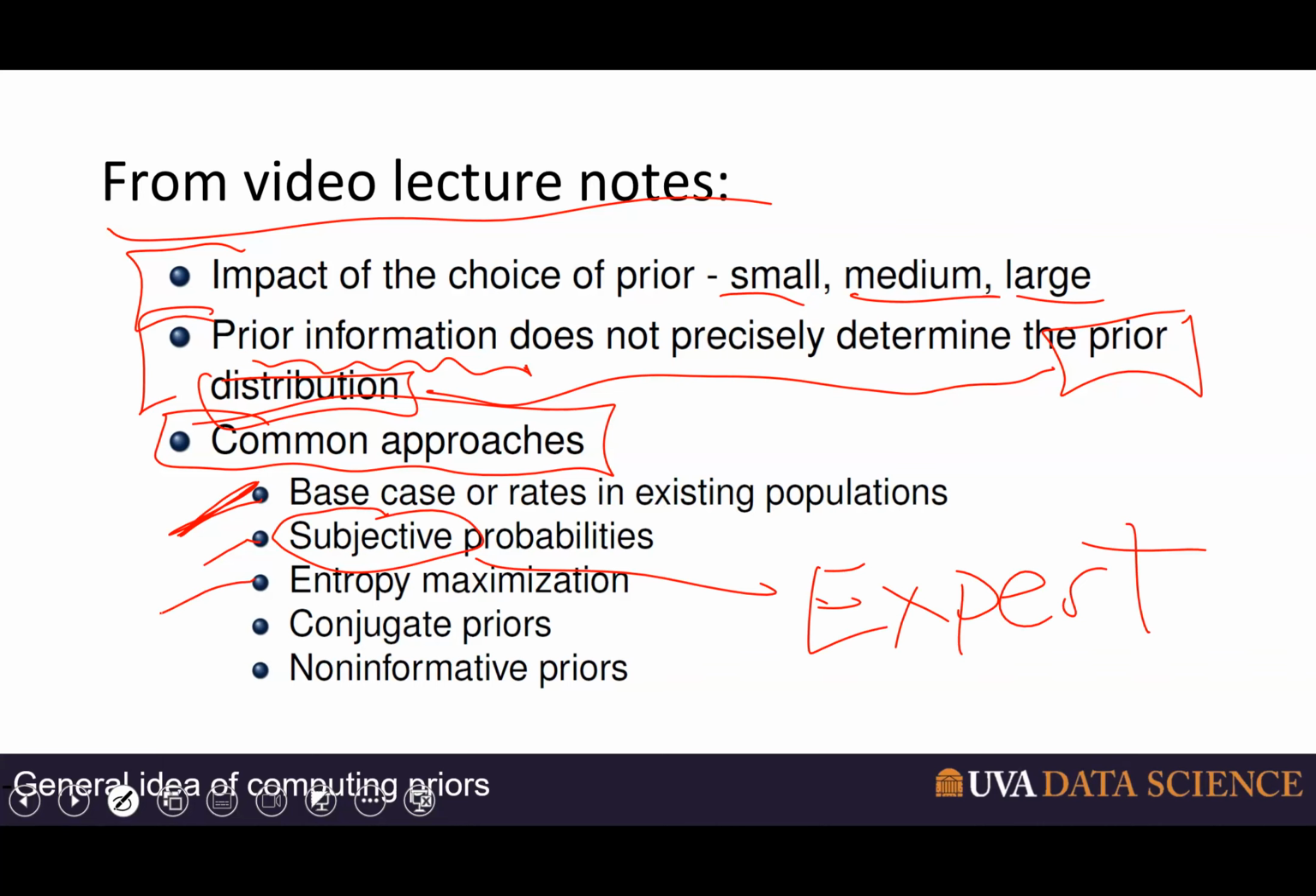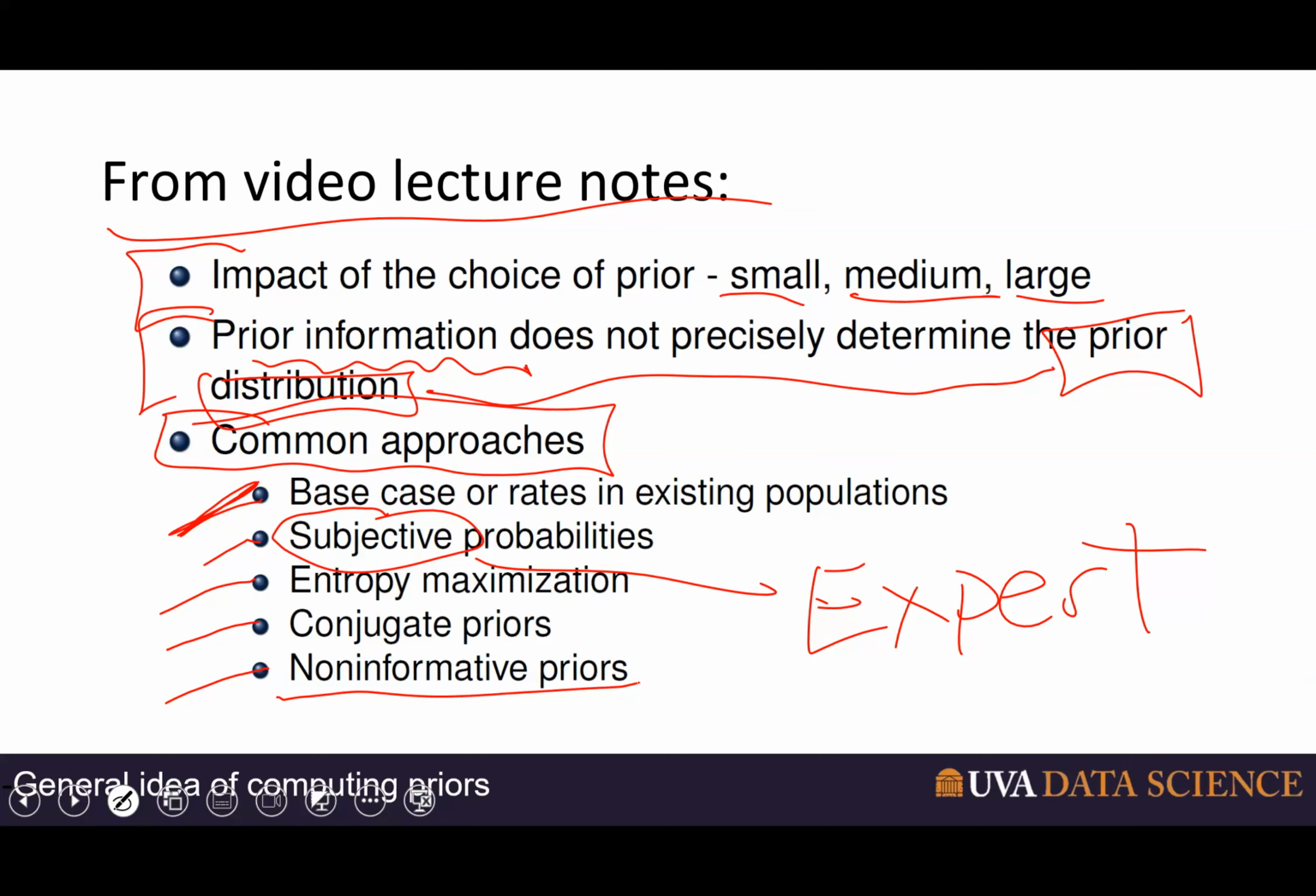Entropy maximization, something we're not going to talk about very much, but it's worth knowing there's a name there for it. Conjugate priors, which we touched on, we'll go through the detail a little more for those. And then non-informative priors, which are also pretty common. That's when you just don't know. You have no information. I don't want to introduce a bias.